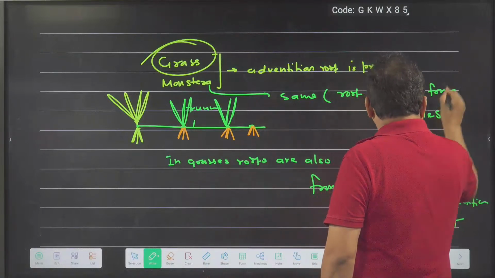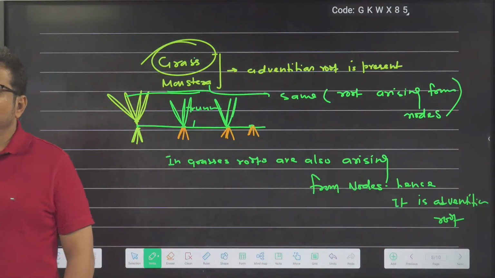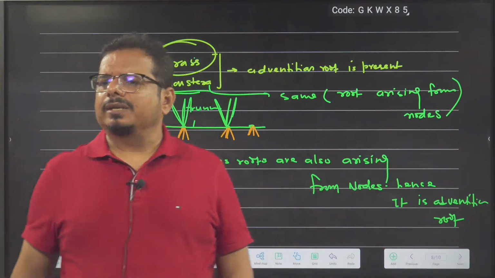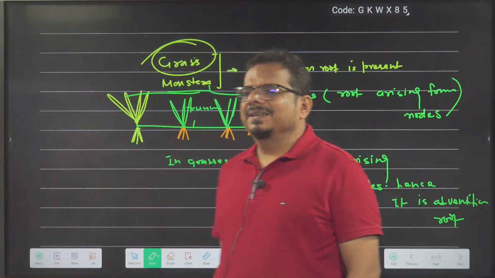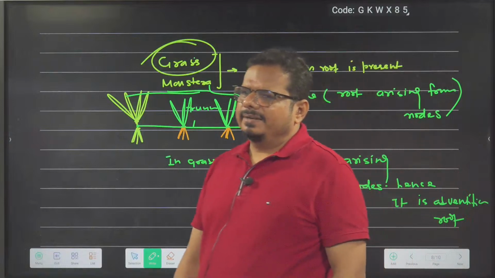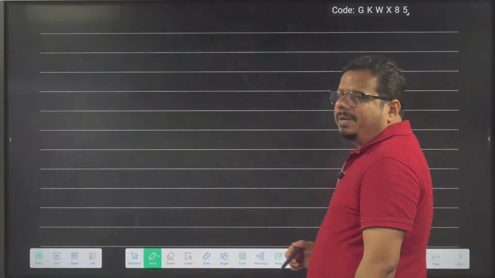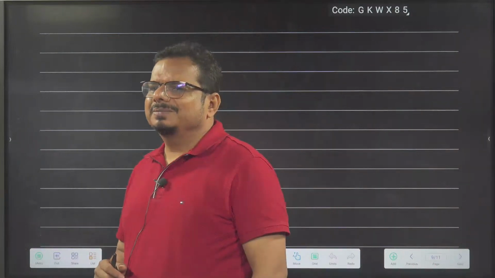So if anybody asks you to justify why in grass and monstera adventitious root is present, you can say both in grass and monstera root is also arising from the nodes. And that is the reason we are keeping them in the adventitious root category. Anyhow, to whom we keep in the tap root and to whom we keep in the adventitious root, you got the idea or not?